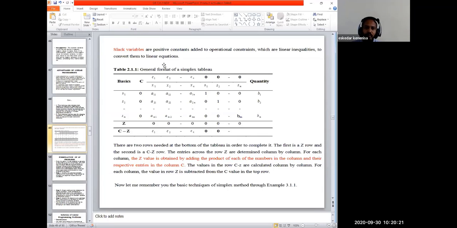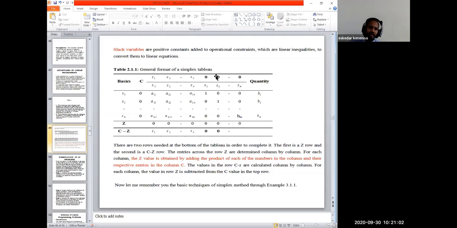There is a general format of a simplex table. Let's see the simplex table example. There is a slack variable. Slack variables are positive constants added to operational constraints, which are linear inequalities, to convert them to linear equations.